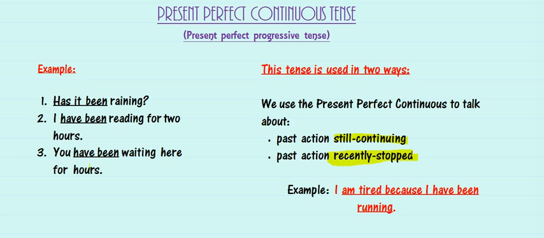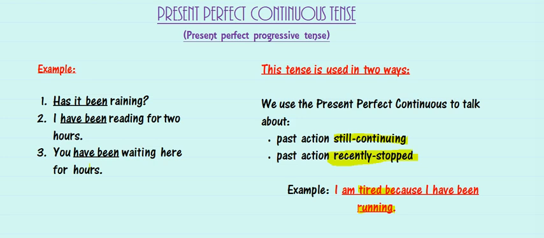Let's see an example which will help us understand this better. The example here is, I am tired because I have been running. Now here the action is running. The person is saying I am tired because I have been running. Now, this is a past action which he started in the past, but it has recently stopped, or maybe it's still continuing. That kind of situation wherein a past action is either still continuing or has recently stopped comes under the present perfect continuous tense.